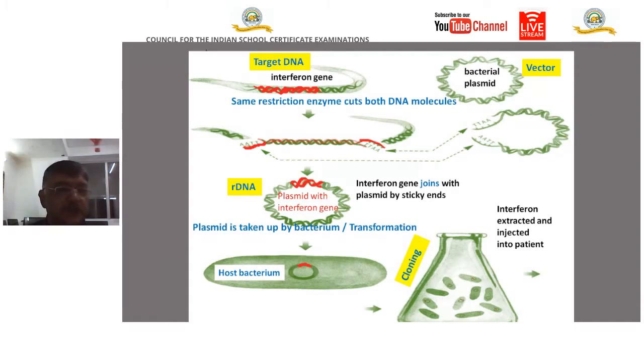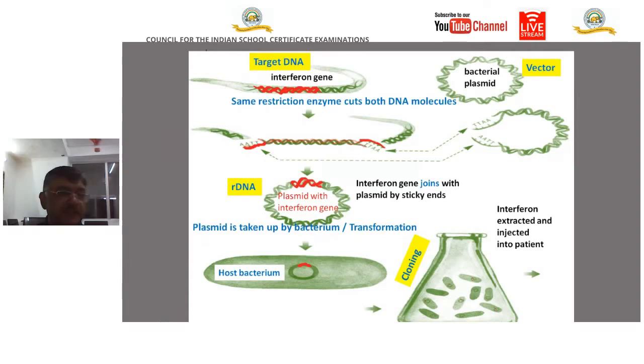Now comes the role of the restriction enzyme. The same restriction enzyme, this is the key word, the same restriction enzyme. You'll know why I'm emphasizing it. There is a reason behind it, we'll know later. The same restriction enzyme is used to cut the target DNA and the vector. And now you can see that the ends which are produced on both of these DNAs are complementary to each other. That is why we need the same restriction enzyme.